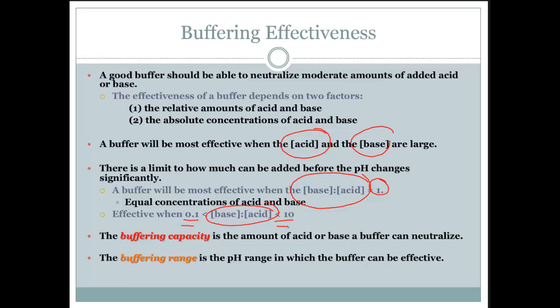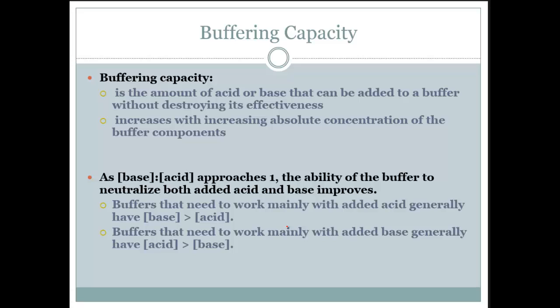Buffer capacity is the amount of acid or base a buffer can neutralize, while the buffer range is the pH range in which the buffer can be effective. The buffer capacity is the amount of acid or base that can be added to a buffer without destroying its effectiveness. It increases with increasing absolute concentration of the buffer components. As the concentration of the base to the acid ratio approaches 1, the ability of the buffer to neutralize both the added acid and base improves.